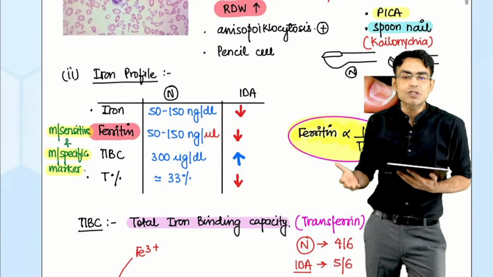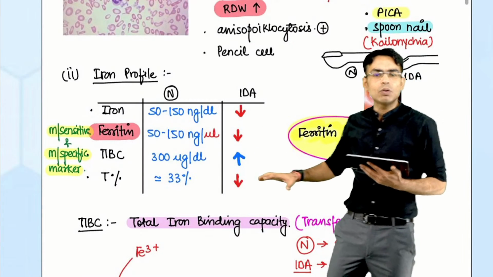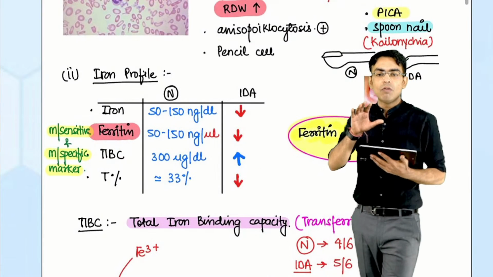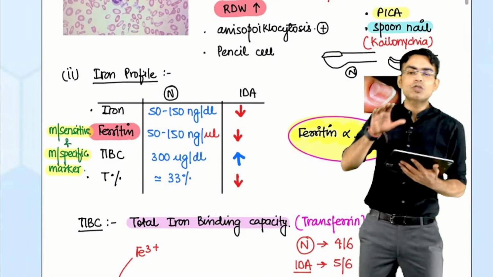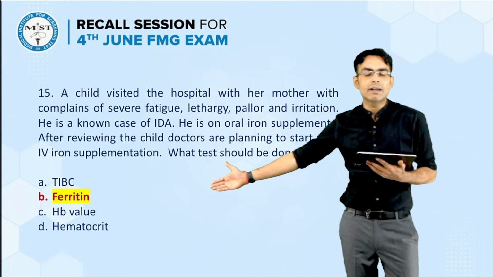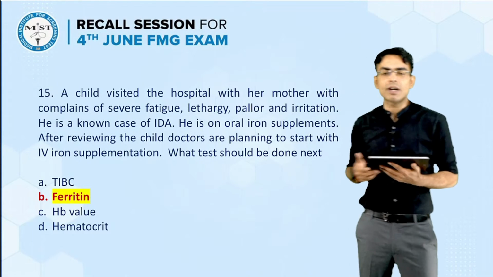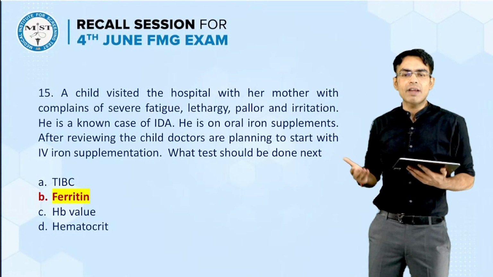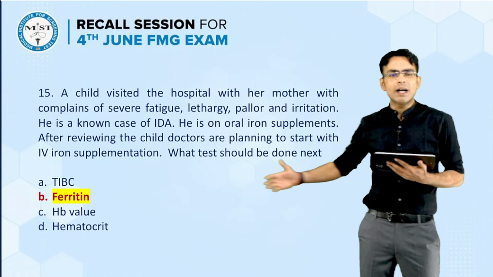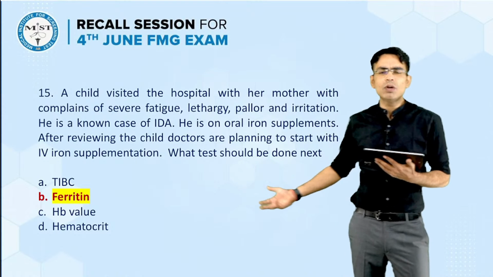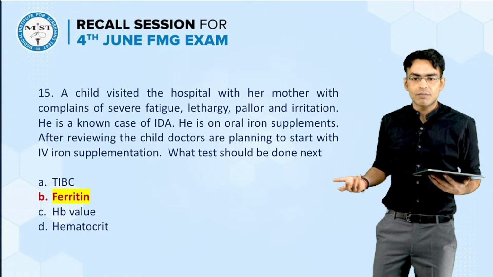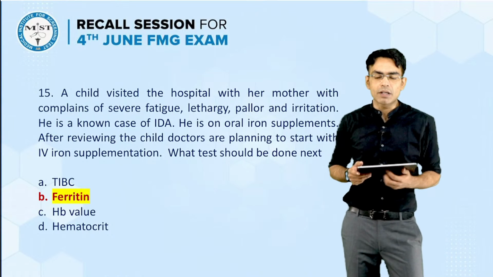They're asking what test should be done, and we have specifically read that the most sensitive and most specific test for iron deficiency anemia happens to be ferritin. You will quantify the ferritin, and then you understand what the scenario inside is. Other things like TIBC, hemoglobin value or hematocrit are not as informative as ferritin. So quantification of ferritin will be a better option here.